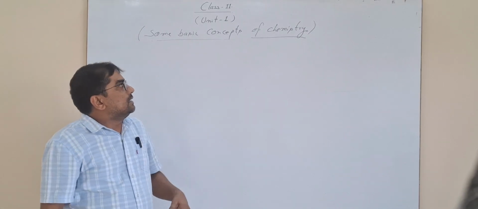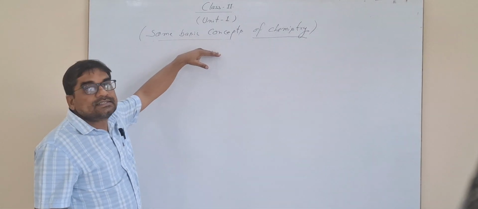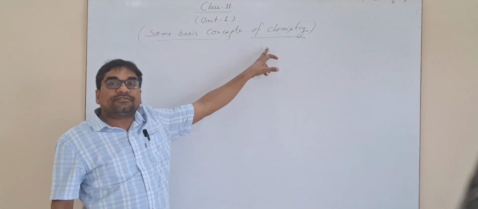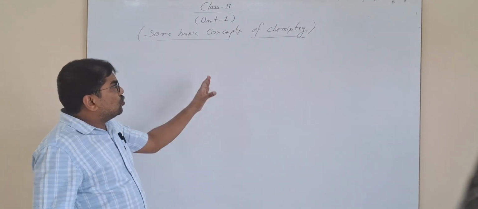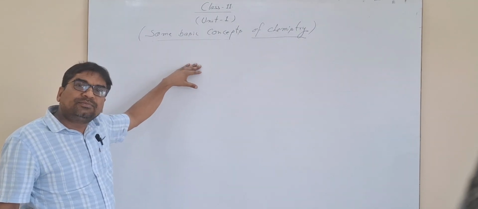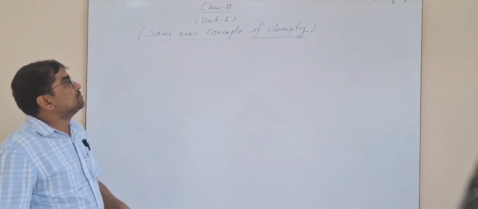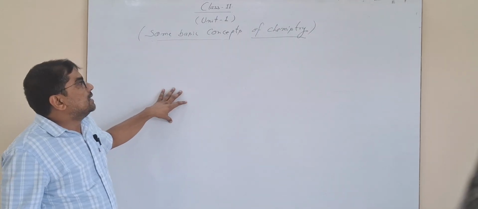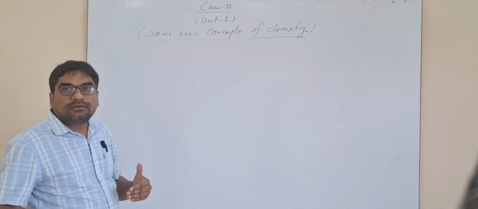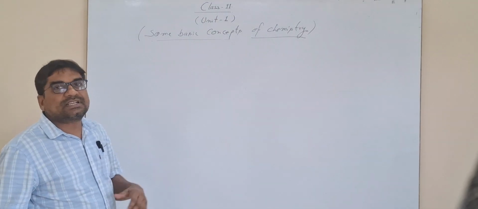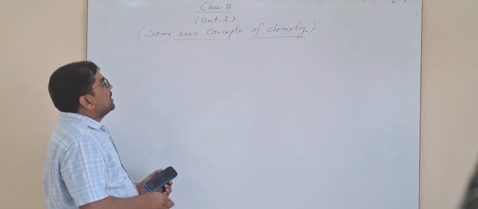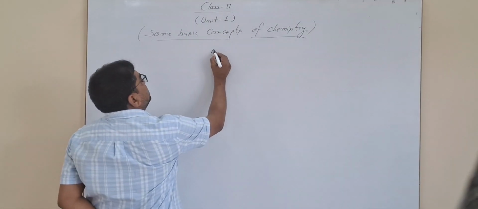From today we will discuss Class 11th, Unit 1st, some basic concepts of chemistry. Many topics in this chapter are ones you have already studied in previous classes 9th and 10th. But here we will discuss those topics again, because the upcoming complicated topics are related to those previous simple topics. Like, first is matter.